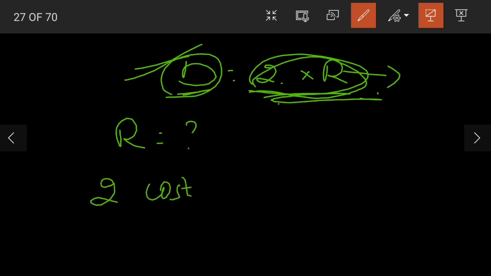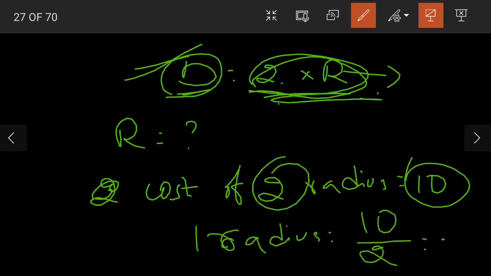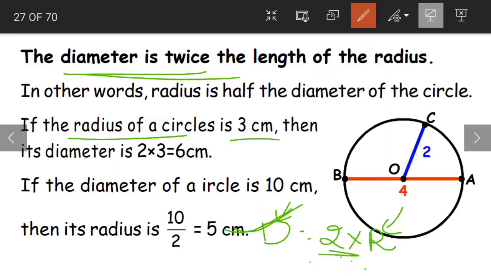Say the cost of 2 radii is equal to 10 rupees. Then the cost of 1 radius will be equal to how much? What will you do? You will divide 10 by 2. 10 divided by 2 is equal to 5. Applying the same concept, the length of the radius becomes the diameter divided by 2.